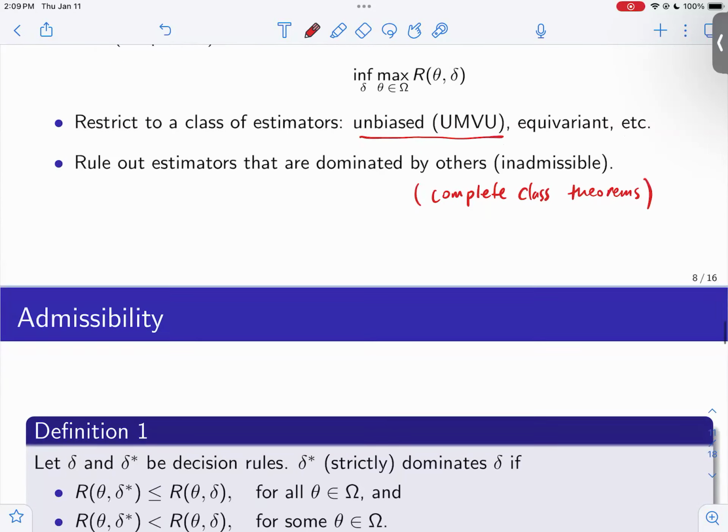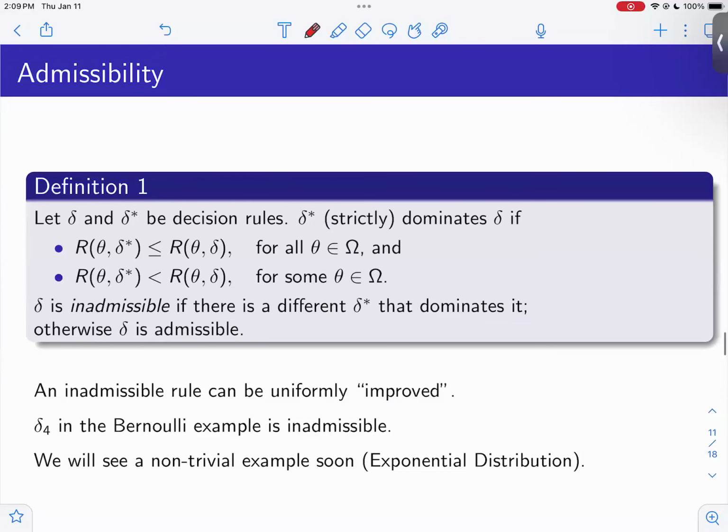Okay, so inadmissibility. This is the definition of admissibility. Suppose you have two decision rules, delta and delta star. Delta star is said to strictly dominate delta if these two conditions hold. The risk of delta star is everywhere less than or equal to the risk of delta, meaning for all theta.